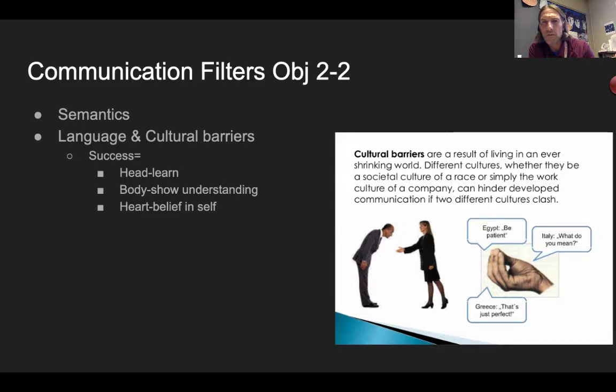Another way is with hand expressions. So when you look at this, and this comes from the book, these different expressions or nonverbal expressions can mean different things. So you can see what this means in Egypt, in Italy, and in Greece. And so you can see where those cultural barriers can get in the way of things.